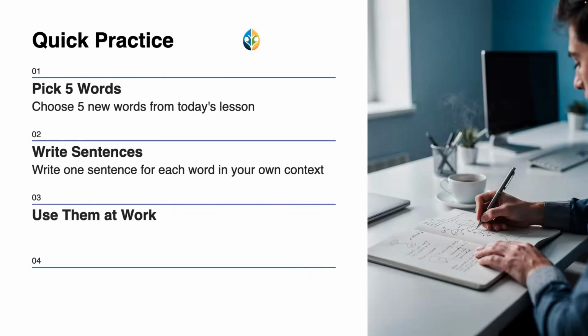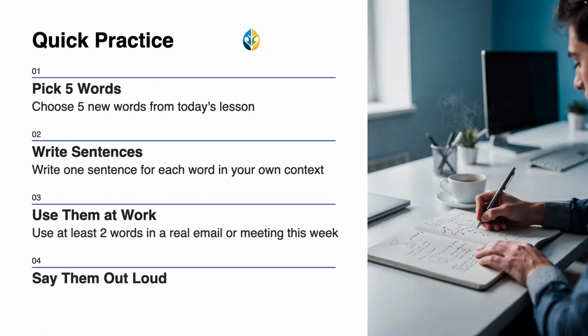Use them at work. Use at least 2 words in a real email or meeting this week. Say them out loud. Practice speaking each word to build confidence. Well, there you have it. You have 50 operations English words. You have a plan to start using them, to memorize them, to be confident.